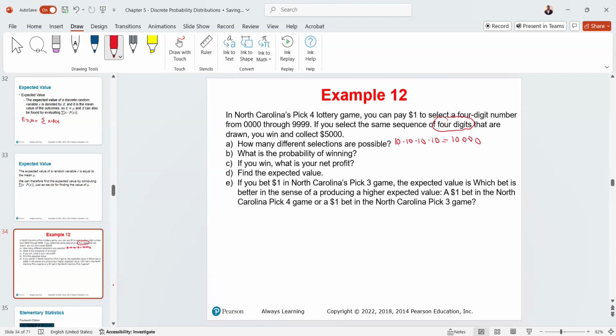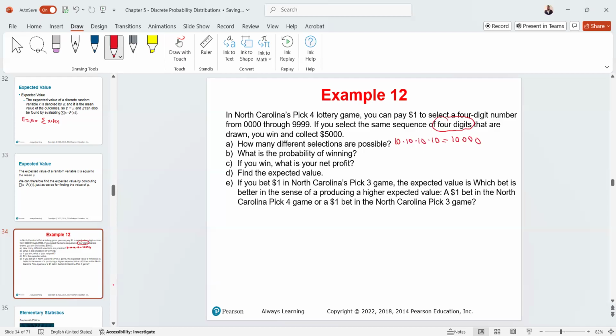So that's 10,000, because you can choose the first digit from 0 to 9, the second digit from 0 to 9, the third digit from 0 to 9. Even if you take 2, 2, 2, 2, that's not a problem. Even if you want 1, 2, 3, 4, it's not a problem. Even if you take 9, 6, 7, 5, it doesn't matter, because you can repeat the digits.